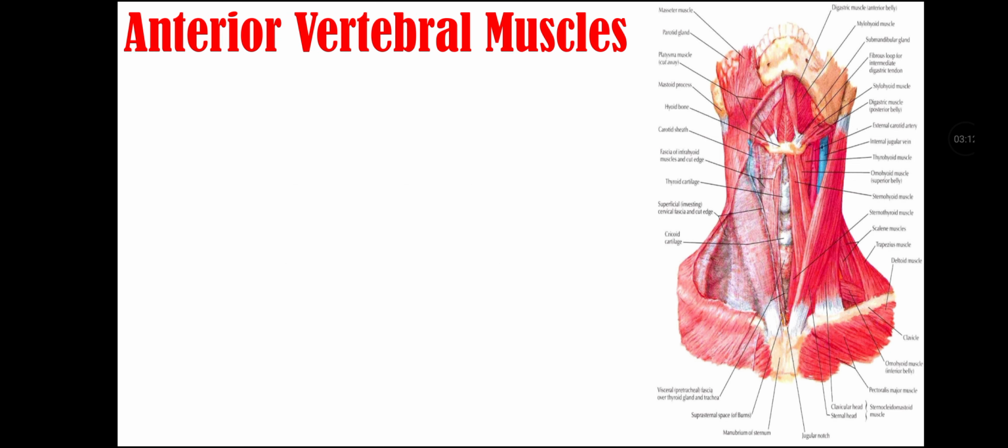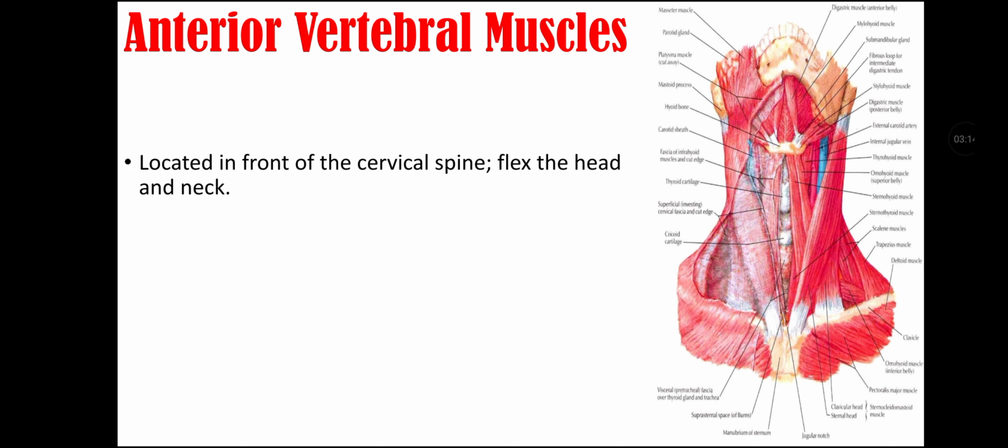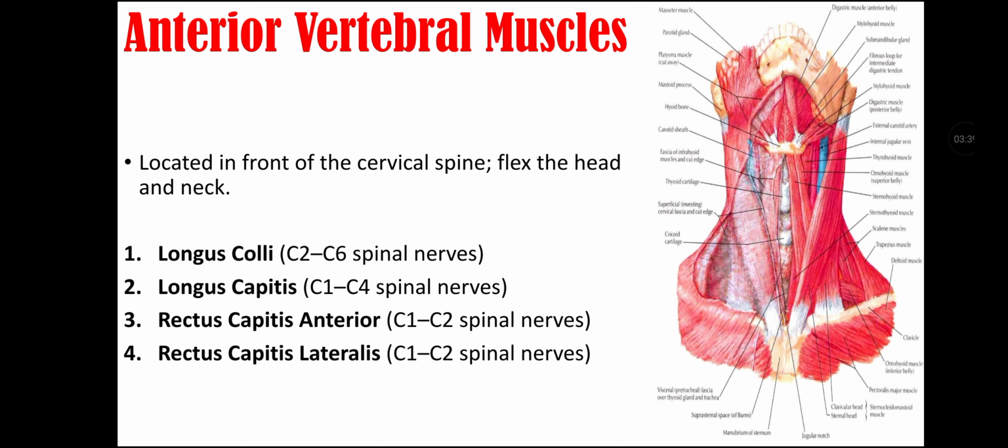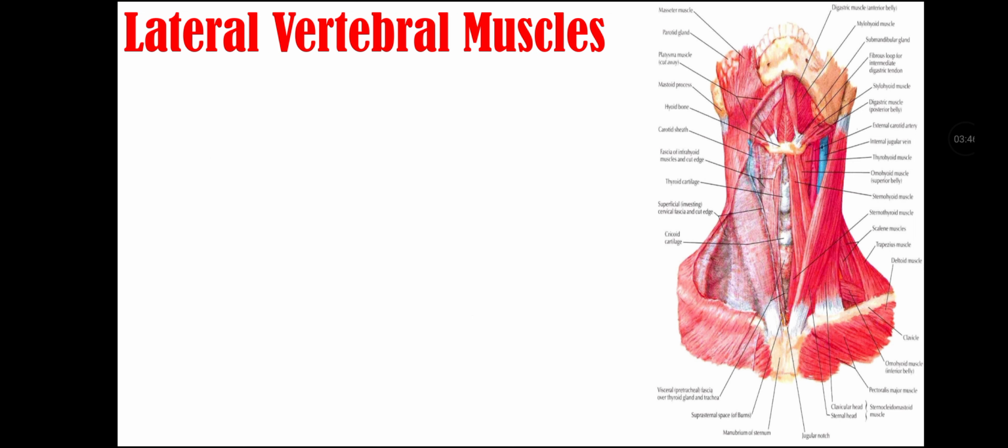Then there are anterior vertebral muscles of the neck that are located in front of the cervical spine. They flex the head and neck. They include longus colli, supplied by C2 to C6 spinal nerves. Another anterior vertebral muscle is longus capitis, supplied by C1 to C4 spinal nerves. A third is rectus capitis anterior, supplied by C1 to C2 spinal nerves. Fourth is rectus capitis lateralis, supplied by C1 to C2 spinal nerves.